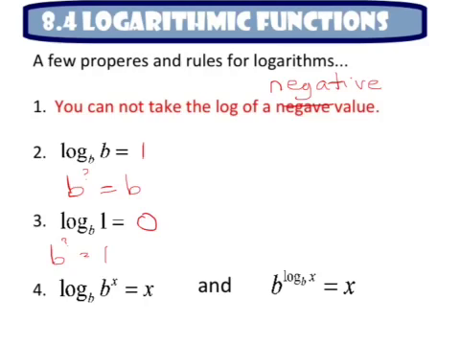And the last 2 properties here deal with the inverse function, the fact that logs and exponentials are inverses of each other. If we have log base b of b to some power, that power actually becomes your answer. It's like these cancel out. Same thing will happen over here. If I have b to the log base b, it's like they cancel out, and I'm left with whatever is in this place. Those are some properties that we can use to simplify our logarithms.